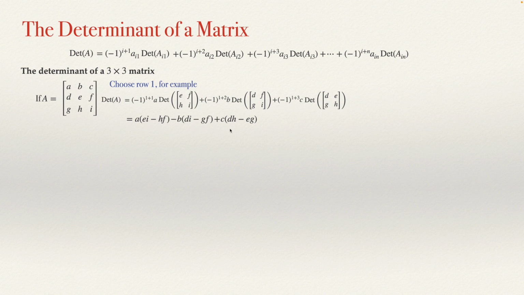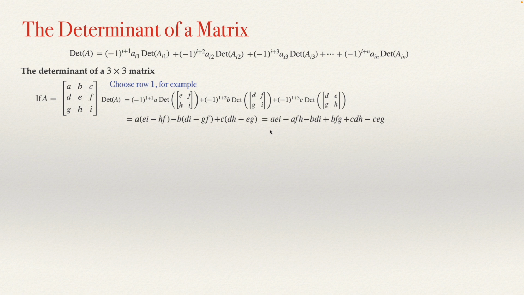But this formula is difficult to remember. Let's try to simplify this. We can make the multiplications first. AEI minus AHF. Then minus BDI plus BGF. And finally here will be plus CDH minus CEG.